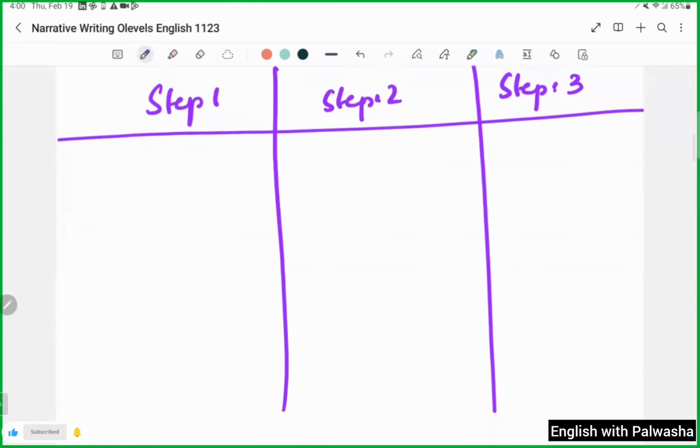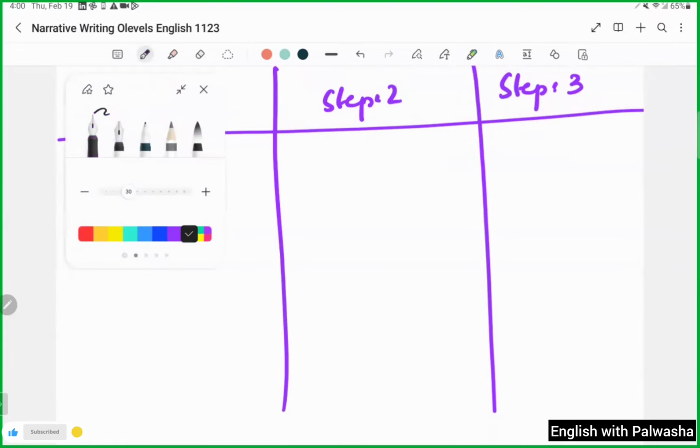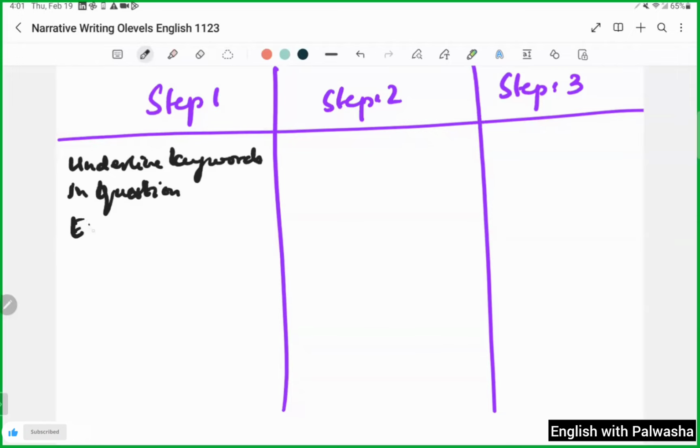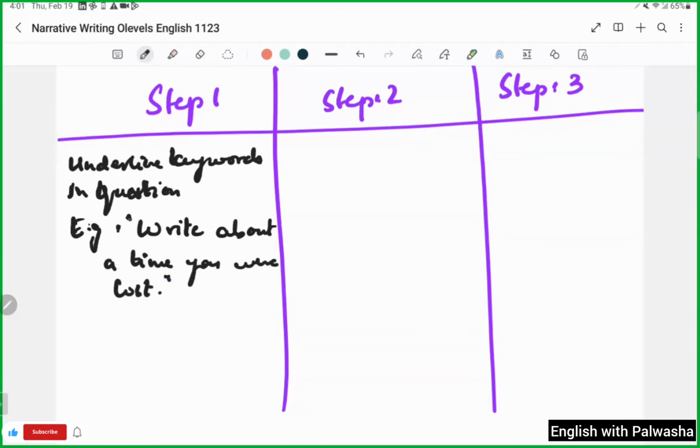Okay, now let's discuss step one. Step one is you have to underline the keywords in the question, right? This is your step one, my dear students. You cannot waste this step and directly jump to thinking about what to write in the story. Please underline the keywords in the question. For example, if it's given, write about a time you were lost. You have to write about a time when you were lost.